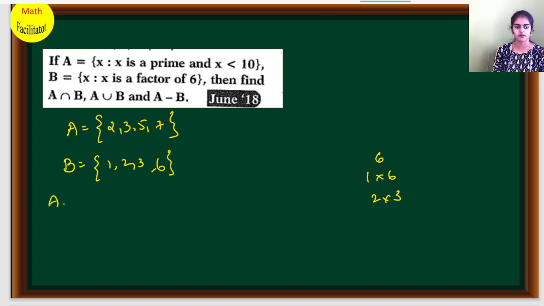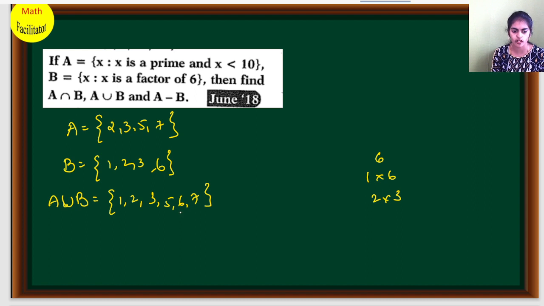So find A union B. A union B is nothing but 1, 2, 3, 5, 6, 7. You will take all the elements, you will not repeat the elements. A intersection B is only common elements. 2 and 3 are common, isn't it? So 2 and 3 are common.